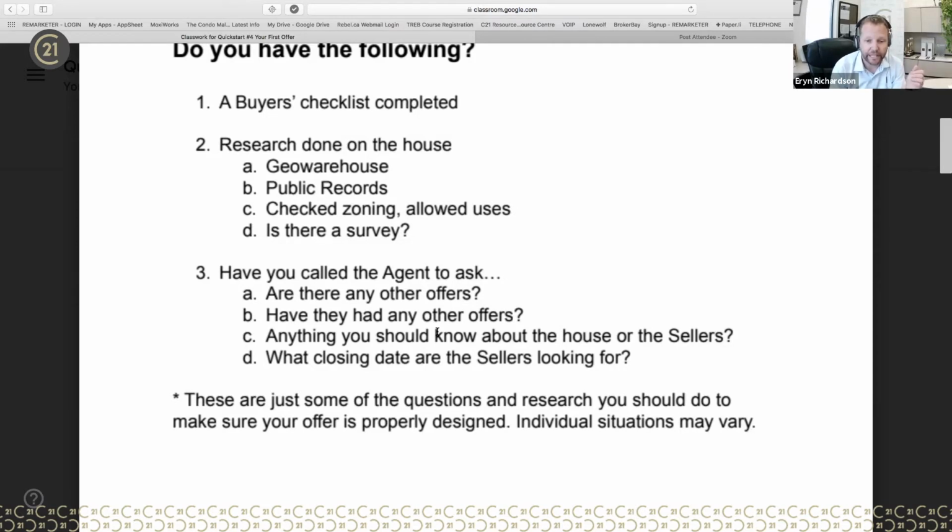What sort of closing date the seller is looking for. And there's a bunch of other questions that you can ask, just to get an idea, and it could be about the property itself.